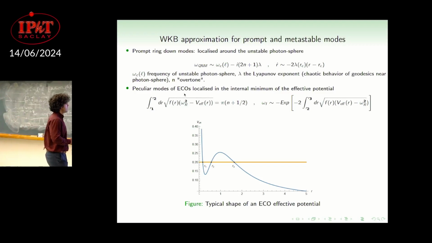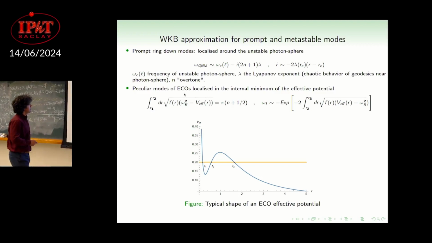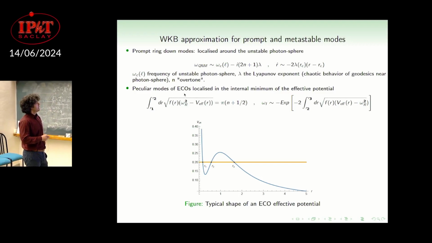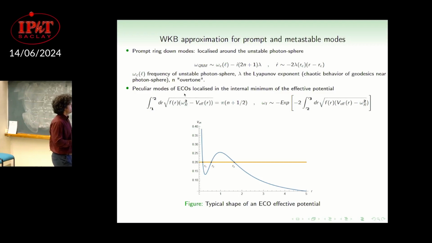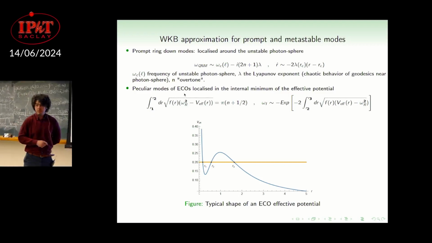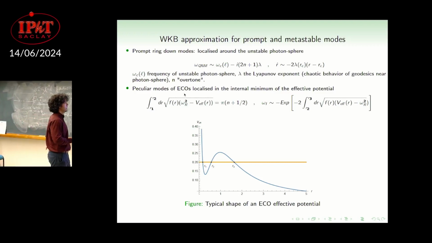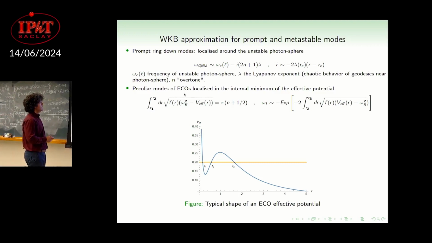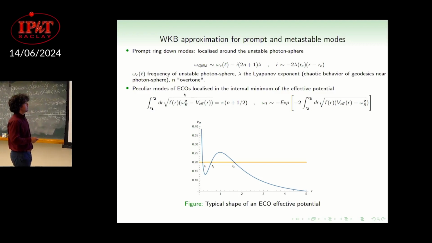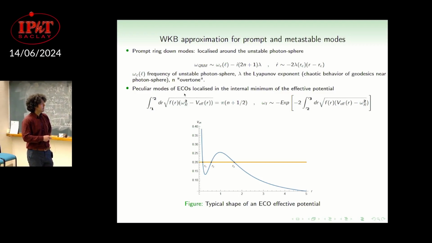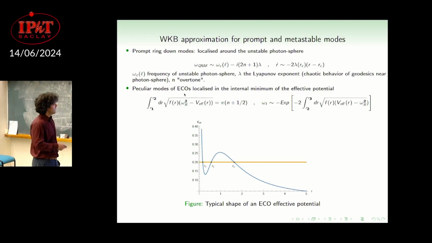For the modes which are localized in the minimum, a way to compute the real part is to try to solve numerically the Bohr-Sommerfeld quantization condition, okay? And in order to estimate the imaginary part, you can say that the imaginary part is proportional to the tunneling probability across this quantum mechanically forbidden region, okay? So across the photosphere.